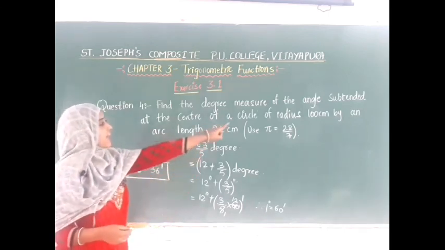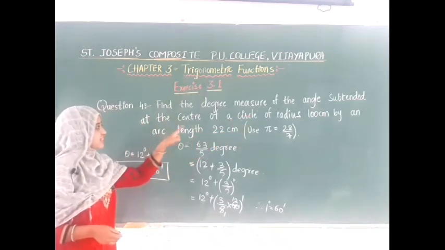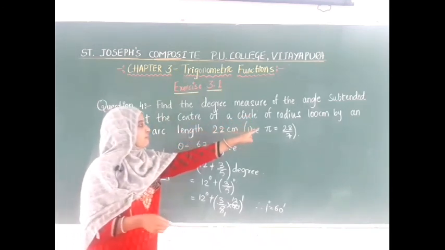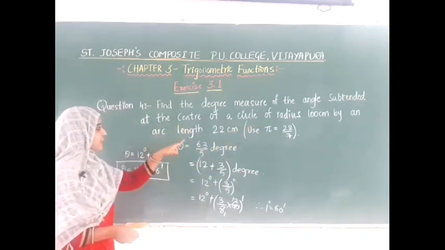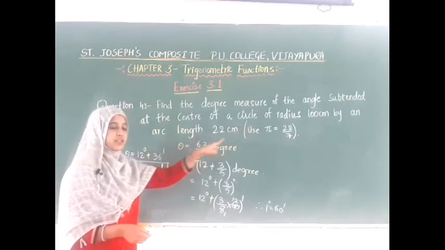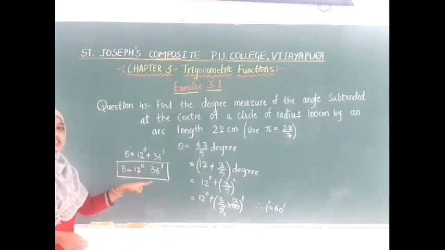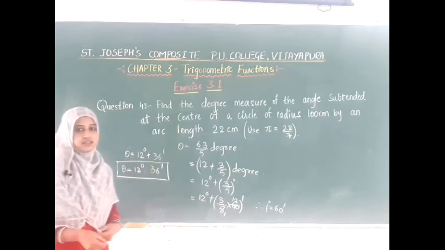Hence, the angle subtended at the center of a circle of radius 100 centimeter by an arc length of 22 centimeter is 12 degree 36 minutes. This is the required answer.